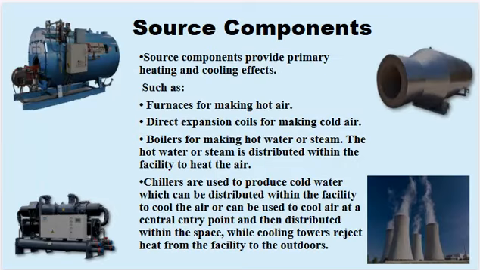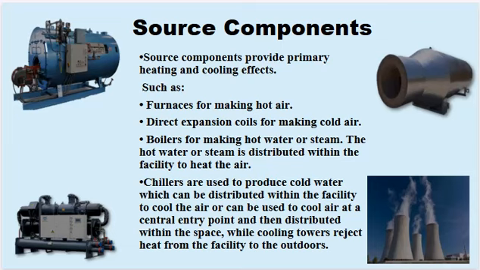Let's talk about the source components in HVAC systems. These are the key elements that generate heating or cooling to keep indoor spaces comfortable. First, we have furnaces. They generate hot air for heating and usually use natural gas, oil, or electricity to produce heat efficiently. Next are direct expansion coils. These are responsible for directly cooling the air. They use refrigerants that absorb heat from the air and release it outdoors through a heat exchanger.